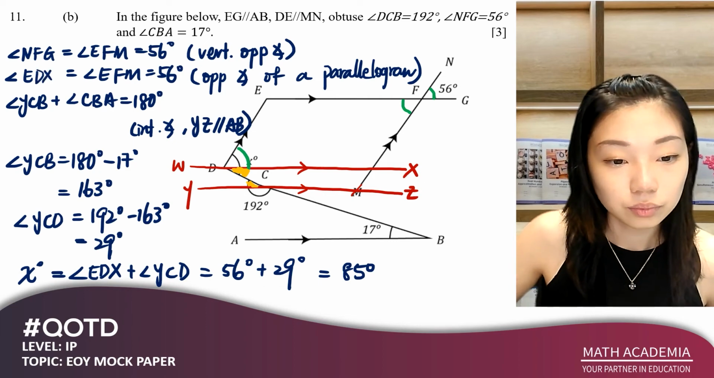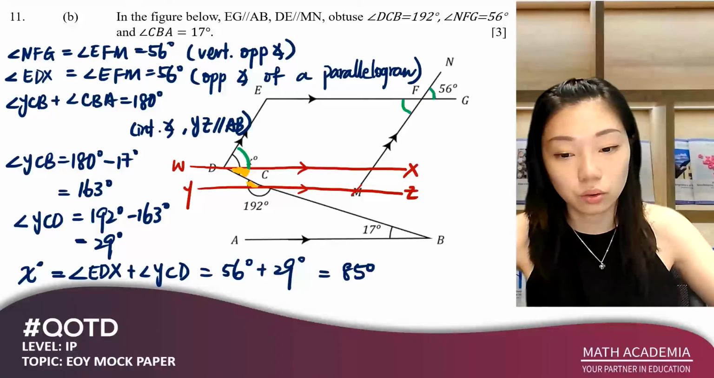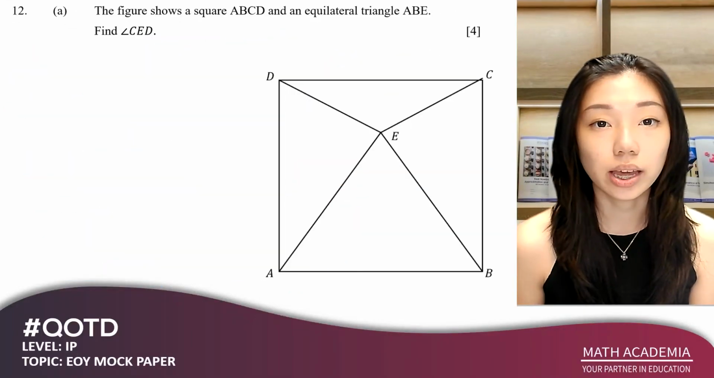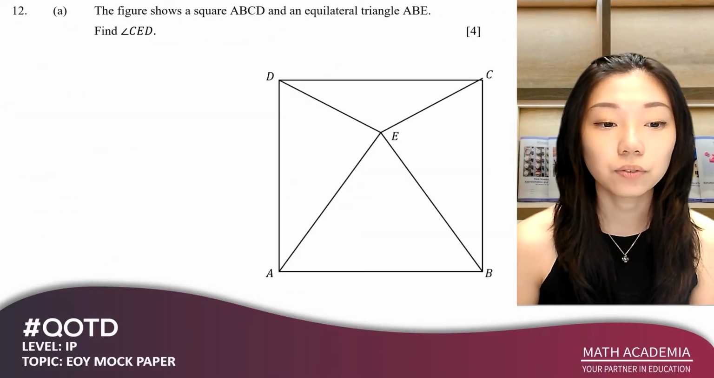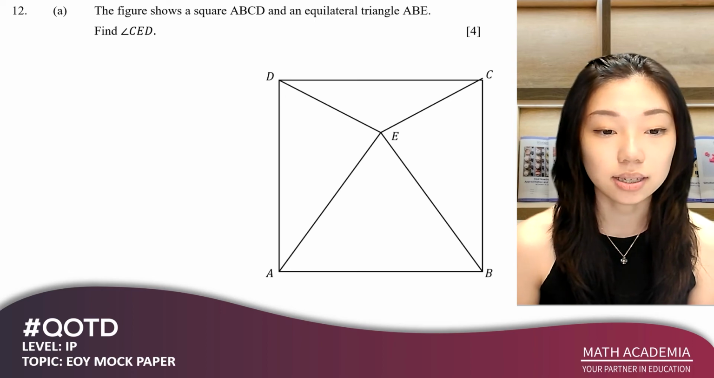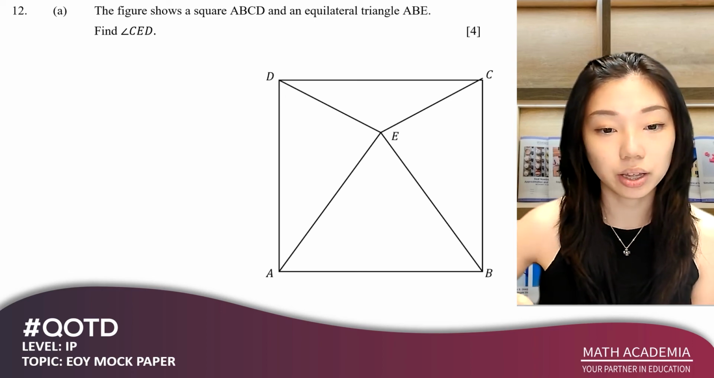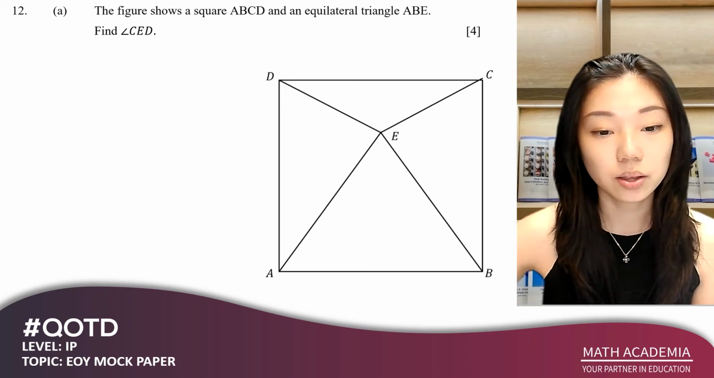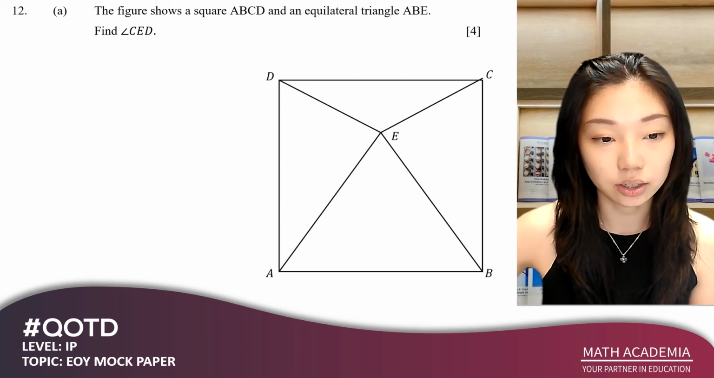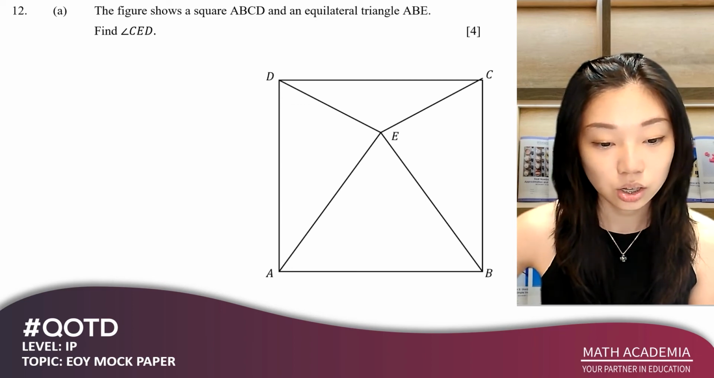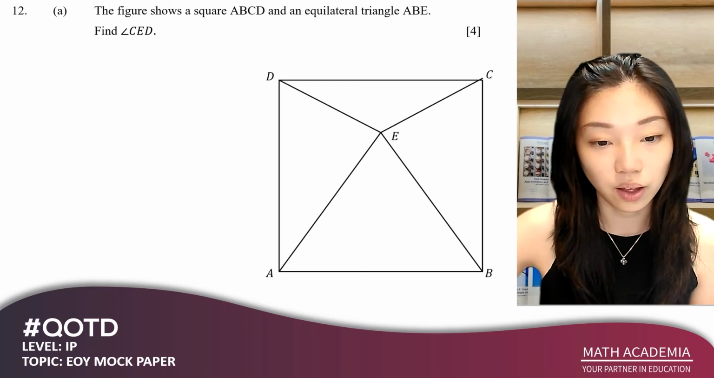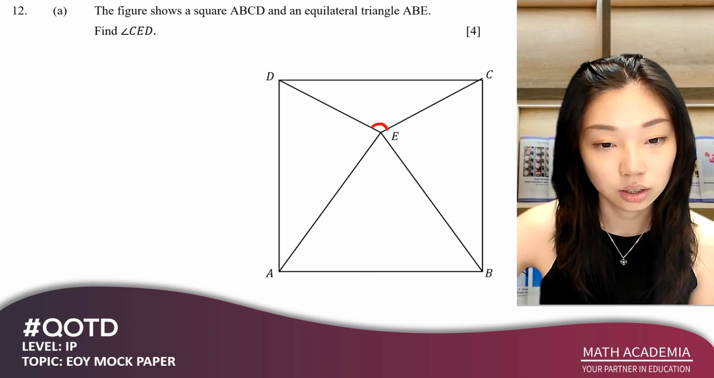Okay, and that is my answer for question 11. Alright, let's look at question 12. The figure shows a square ABCD and an equilateral triangle ABE. They want us to find angle CED, so they want us to find this angle over here.